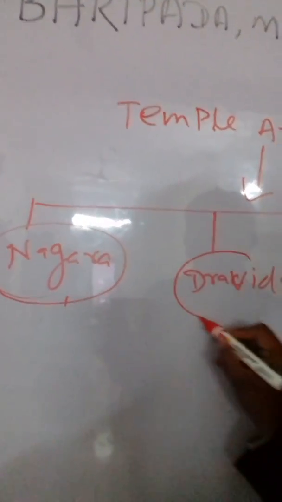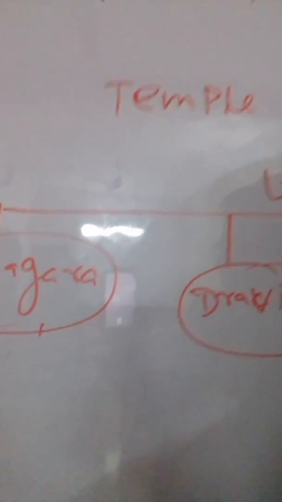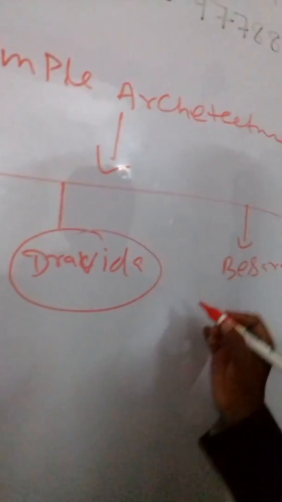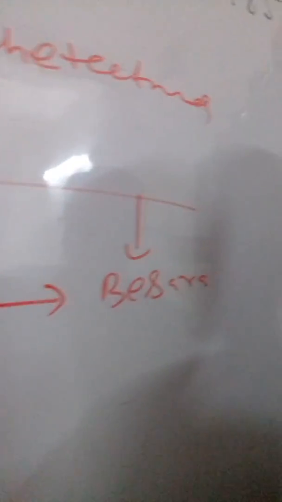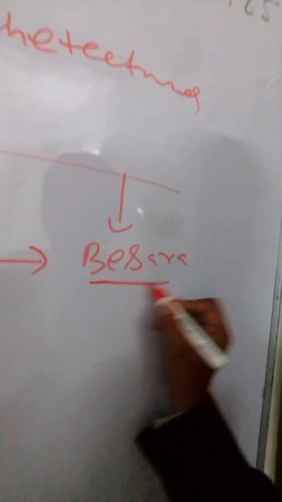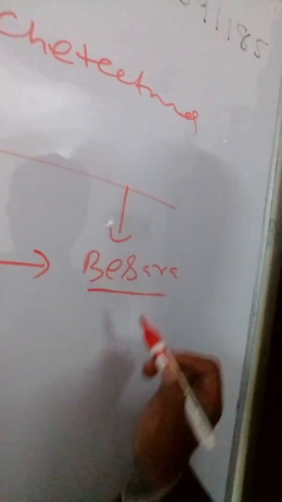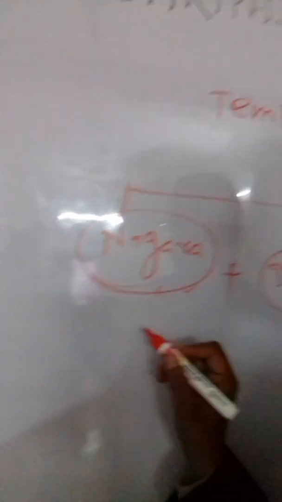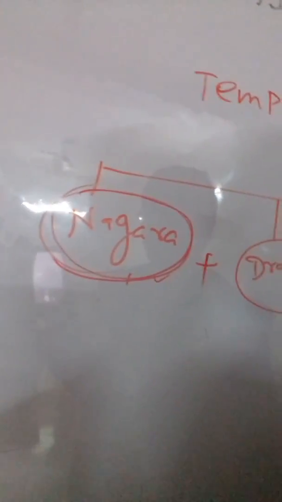and the Dravidian style is often seen in the South Indian temples. And this Besara type of temple is a hybrid pattern. In the Besara type of temple, you will see both the Nagara patterns as well as the Dravida patterns. It is intermixed, and this is your Besara type. But the Odisha temple style, broadly we can say, is the Nagara type of temples.